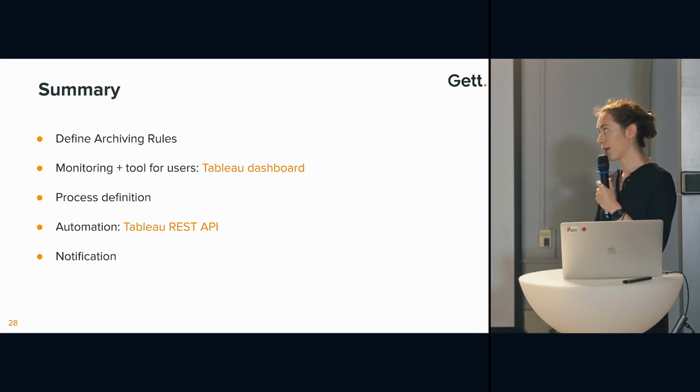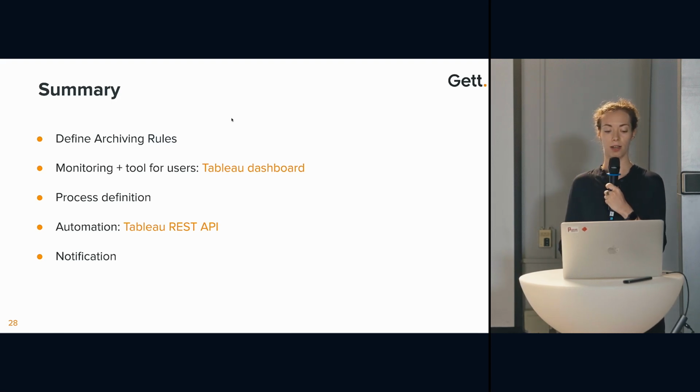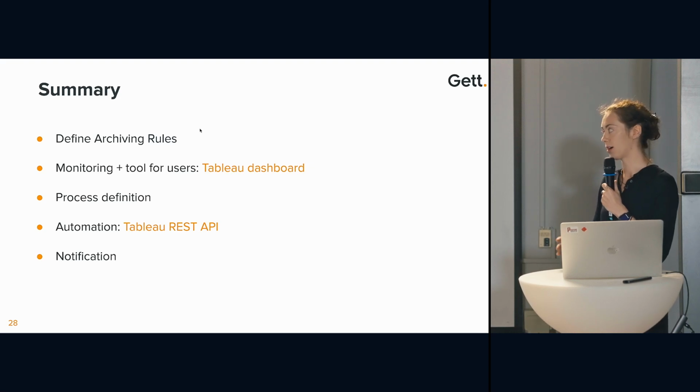Let's sum up. So our process consists of these steps. First of all, we define archiving rules. Then we create a monitoring tool for us and for all users. We create a Tableau dashboard. Then we define a process for what to do if the business would like to restore some content. Then we automate using Tableau REST API. And at the end of this process, we notify our content owners.